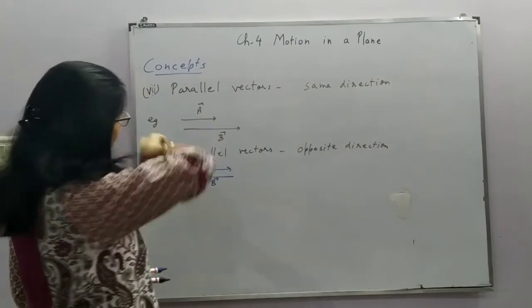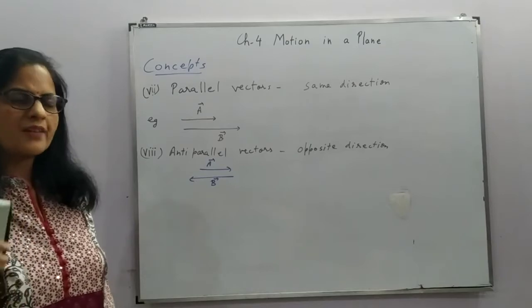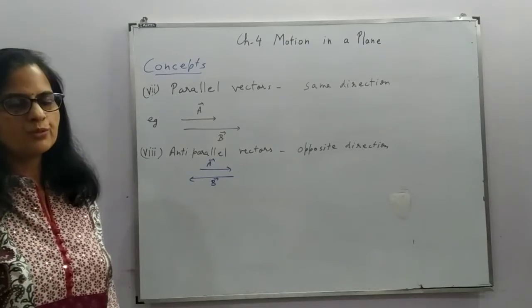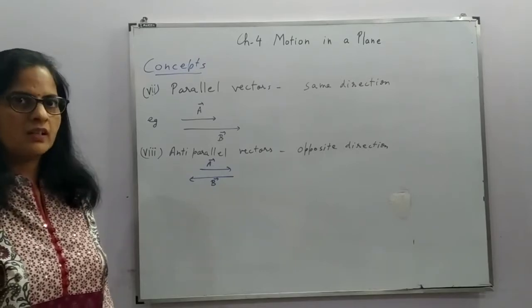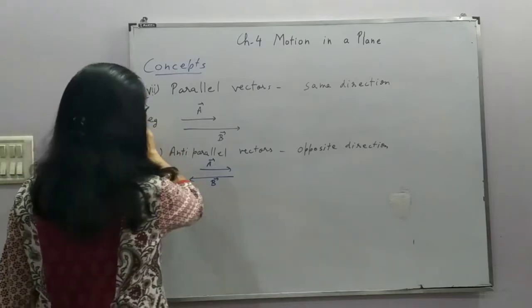Then we have another vector called the zero vector. Suppose we have two opposite vectors having the same magnitude. What will be the resultant? The resultant will be 0. So that is called a zero vector, having zero magnitude and arbitrary direction. Right?